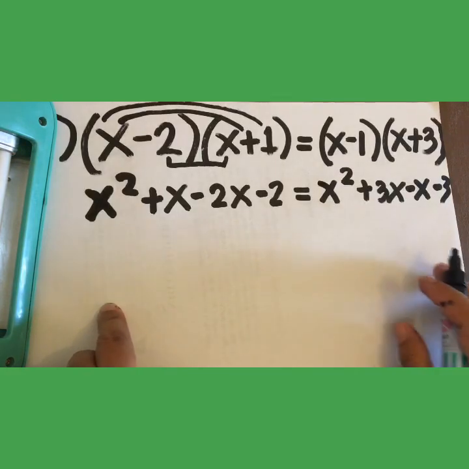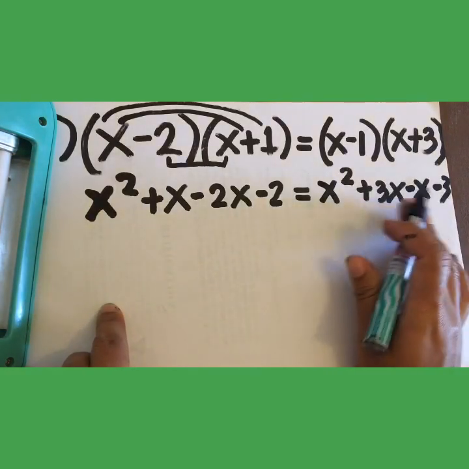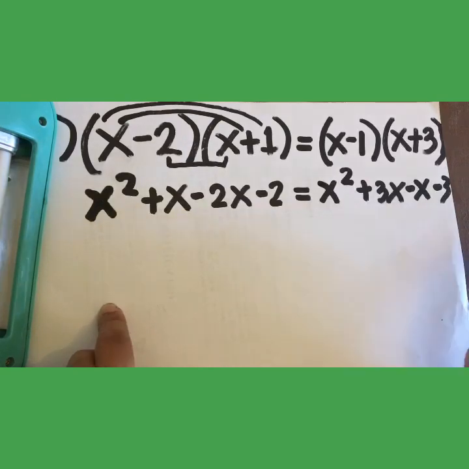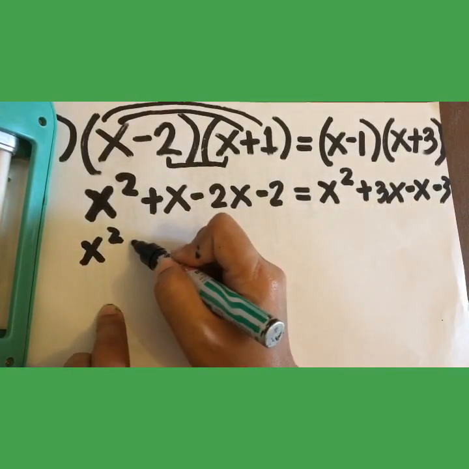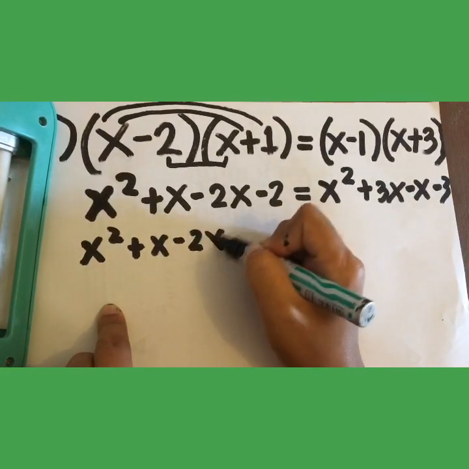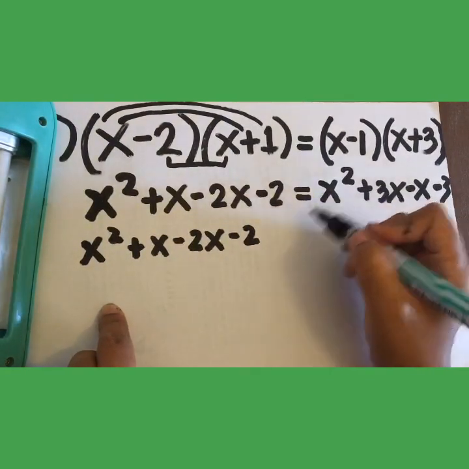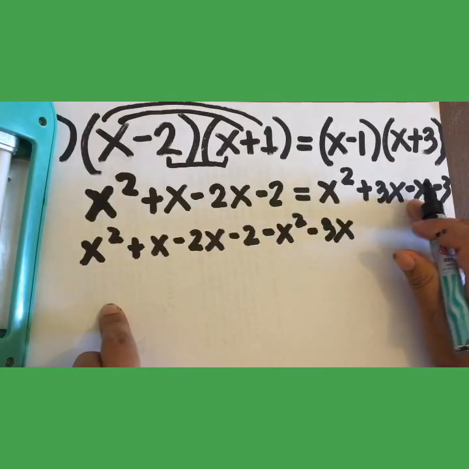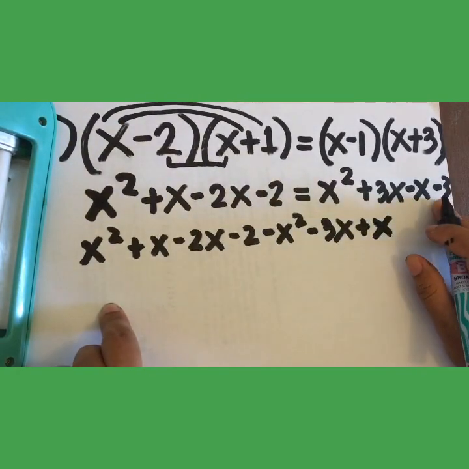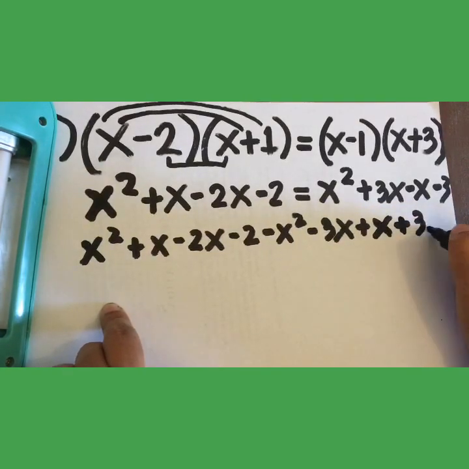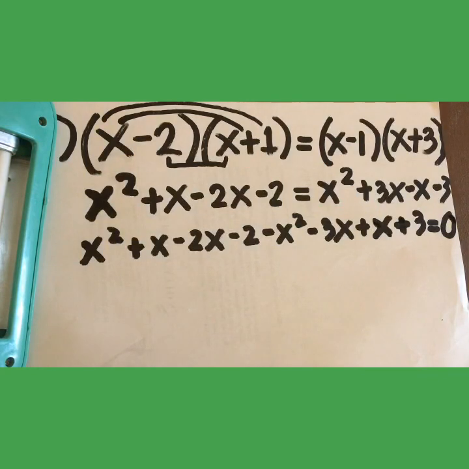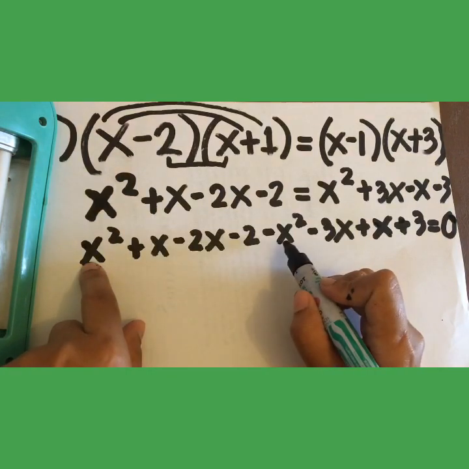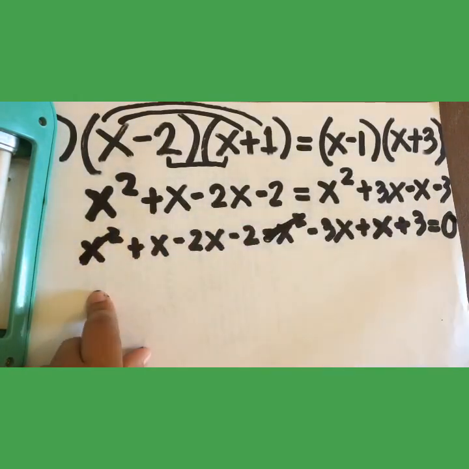Okay? So after that, we combine again like terms. So we transpose all these terms into the left side to equate to 0. So x squared plus x minus 2x minus 2. Okay? We transpose, this becomes negative x squared. This one negative 3x. This one becomes positive x. And this one becomes positive 3 equals 0. Okay. Now, we combine like terms. X squared plus negative x squared, that is 0. You can cancel this out.